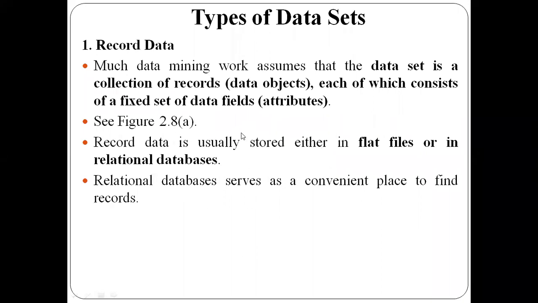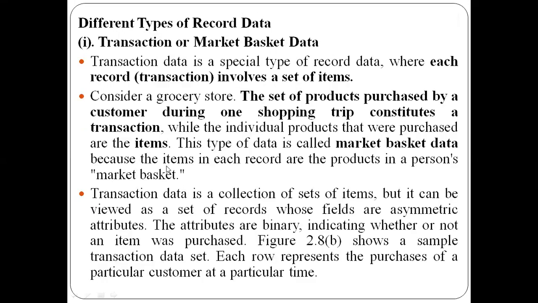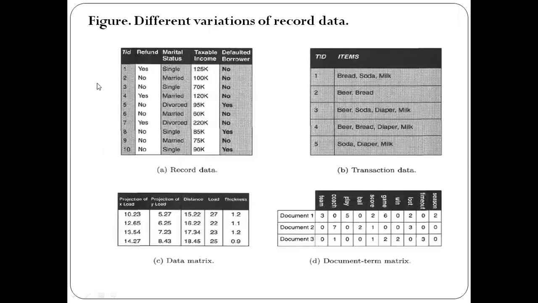And this record data will be stored in the form of flat files or relational database tables. So this is one example of record data, where we have a collection of records and each record has a set of fields. This has been stored in the form of a relational database table here. Now coming to the types of record data.